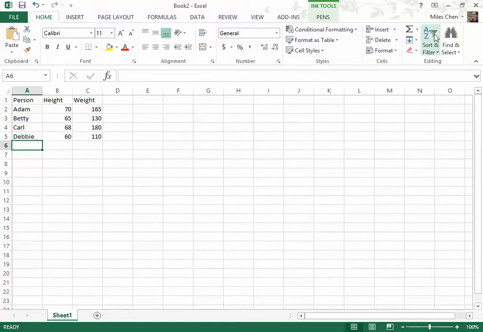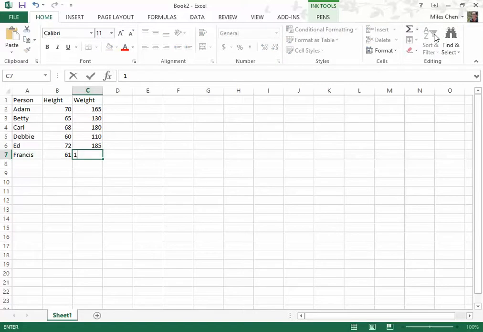And we could imagine gathering data from a whole bunch of different people, asking them, how tall are you? How much do you weigh? Okay? All right, and so let's say Ed is, just trying to make up some more numbers here, 72 and weighs 185. And Francis is 61 inches and weighs 140. I'm just making this up.